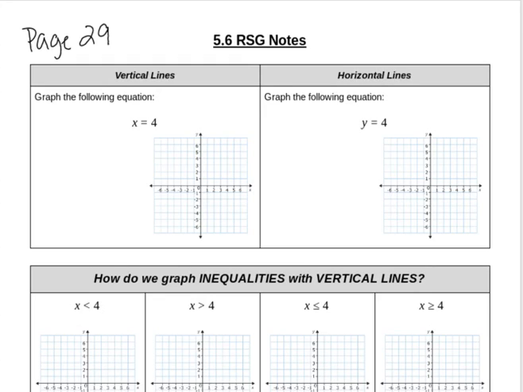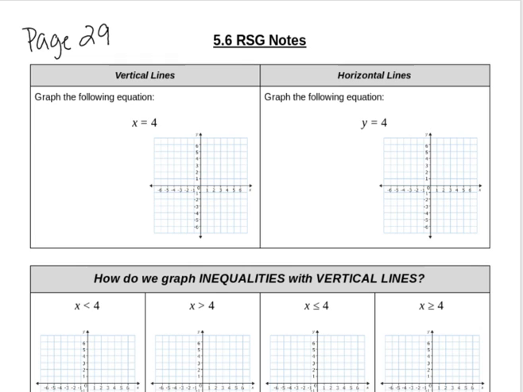Everyone, this is the 5.6 Ready Set Go notes. So this is on page 29 of your packet. This is going to be really short and connect a lot to what we just did in 5.5 and also before when we did vertical and horizontal lines in, I think it was 5.4. So to review, we're going to graph the equation x equals 4.